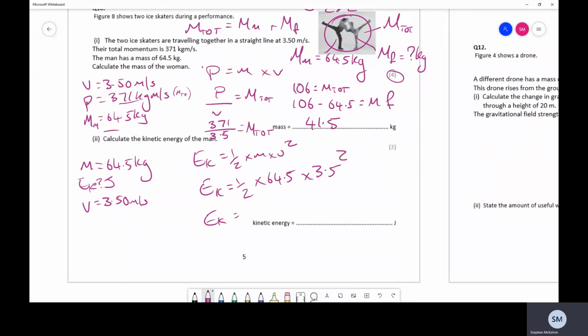Almost forgot my square, didn't I? 0.5 times 64.5 times 3.5 squared is equal to 395.0625. We went to one decimal place there, so I should do the same thing. 395.1.